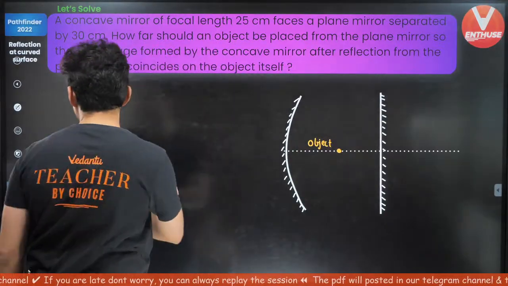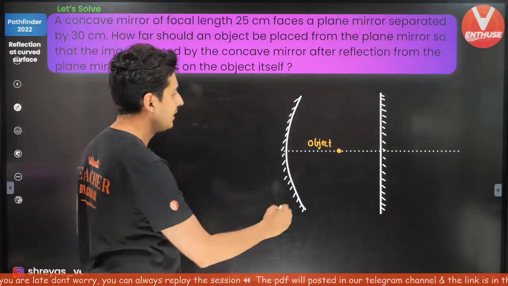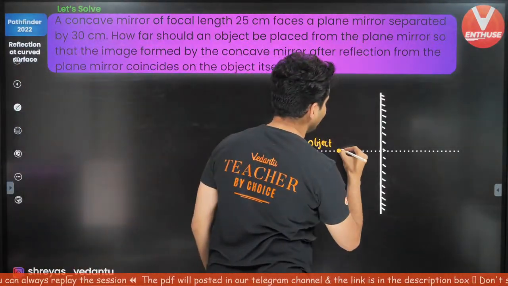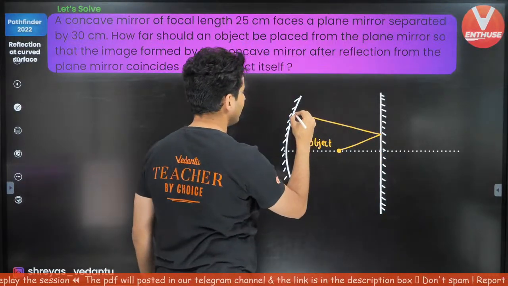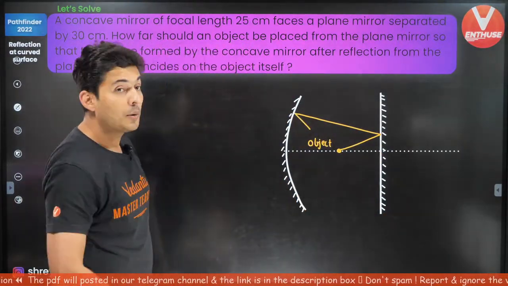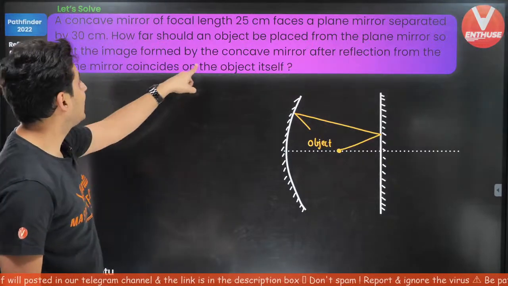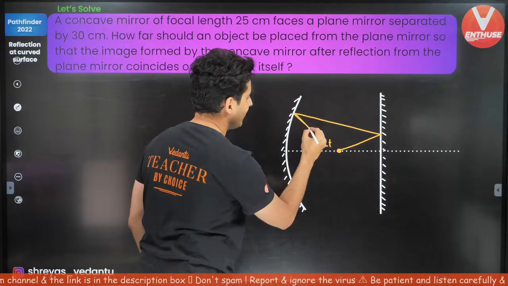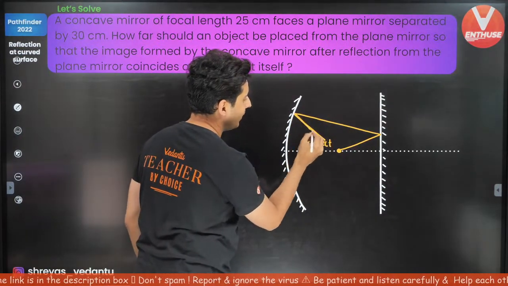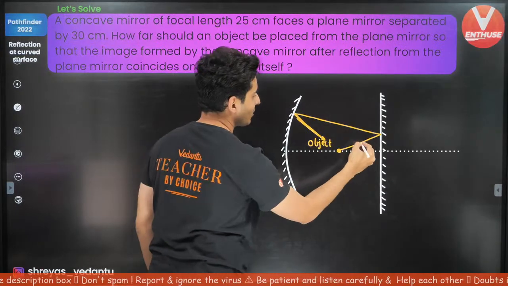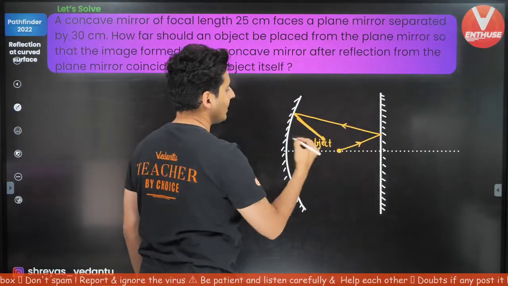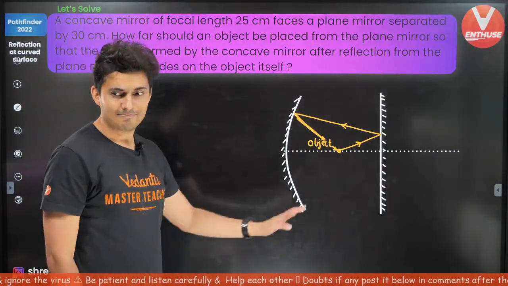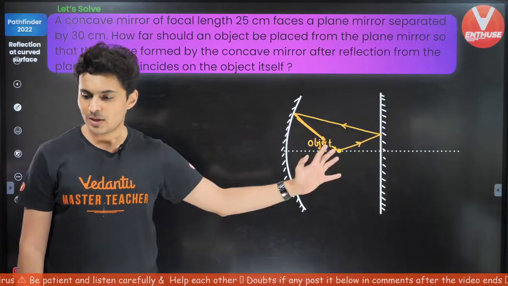So the rays of light will travel from the object. I'll just draw it here. The rays of light will travel something like this, like this, and then it will go like that. But it's clearly mentioned it coincides on the object. That means after all this, the rays will finally come back on the object itself. Very interesting. So the ray goes like this, and it comes back onto the object itself. That's what is happening. Is this now clear? Everybody got it?